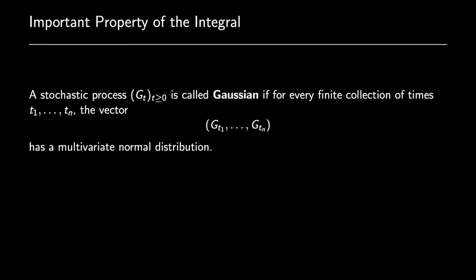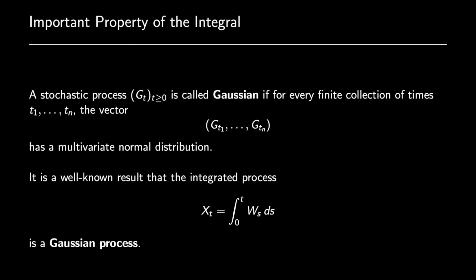We now recall an important property of the integral of Brownian motion. A stochastic process G(t) is called Gaussian if for every finite collection of times t_1 up to t_n, the vector consisting of G(t_1) through G(t_n) has a multivariate normal distribution. It is a well-known result that the integrated process X(t), defined as the integral from 0 to t of W(s) ds, is a Gaussian process.